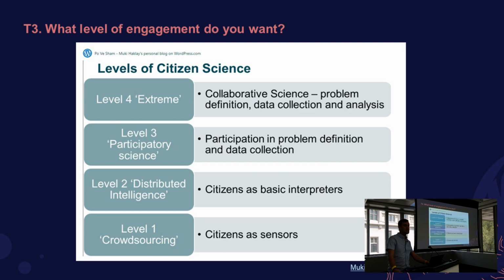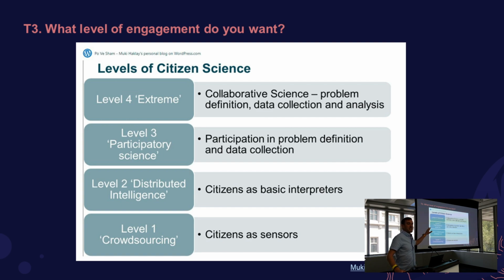Level 1 is just using citizens as sensors, crowdsourcing essentially. Level 2, you're maybe asking them a subjective question. It's the health of that tree. Is it in good health, poor health? Document your answer with some evidence. A little bit more subjective. To a level 4, extreme citizen science, where it's collaborative science. The citizens are involved in defining the ask, they're involved in the data collection, and they're involved in the data analysis. And if it's a cyclical project, they inform the second time round.